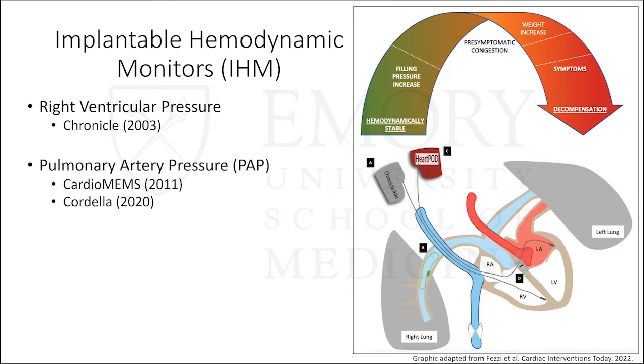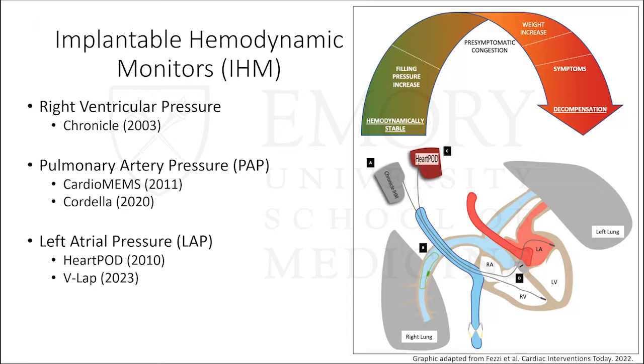More recent devices are located in the pulmonary artery, usually in the distal pulmonary artery. And I think everyone may have heard of CardioMEMS. The first in-human trial was in 2011 for this device. And there is another option called the Cordella that is not available on the market yet, but is in human trials. This provides a little bit more data.